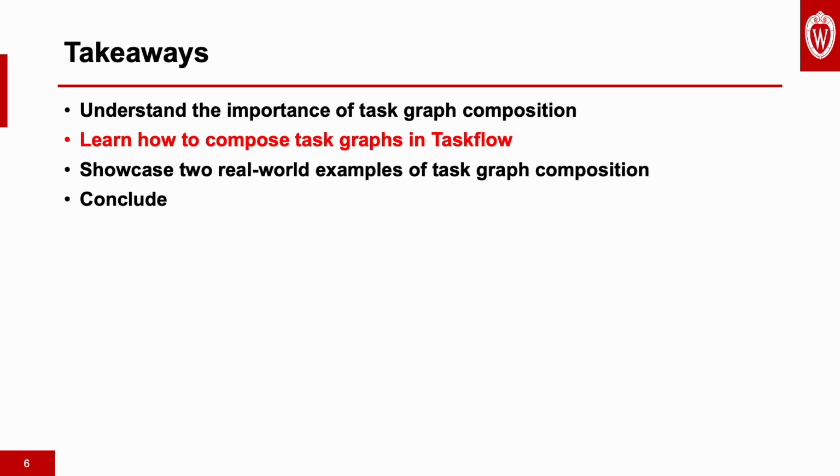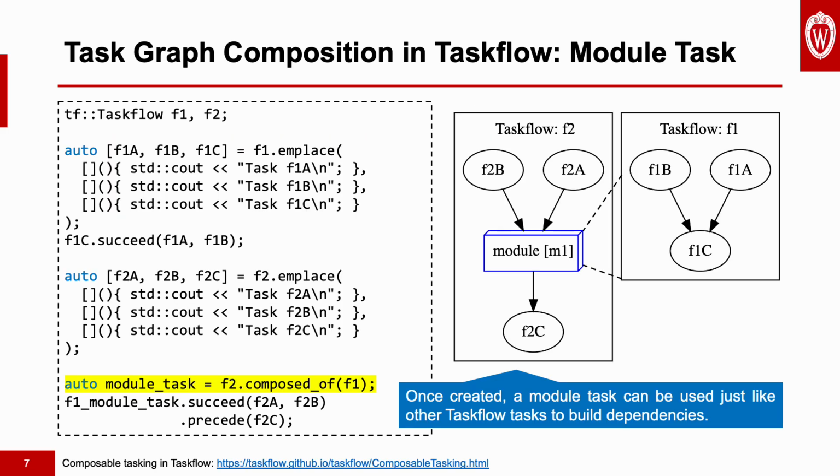Now, I'm going to show you how Taskflow overcomes this challenge and study how to program composable tasking. Task graph composition in Taskflow is mainly supported by a special kind of task that we call a module task. A module task is created by calling a function composed_of from a Taskflow to encapsulate a Taskflow graph. Once created, the module task can be used just like other tasks to build dependencies.